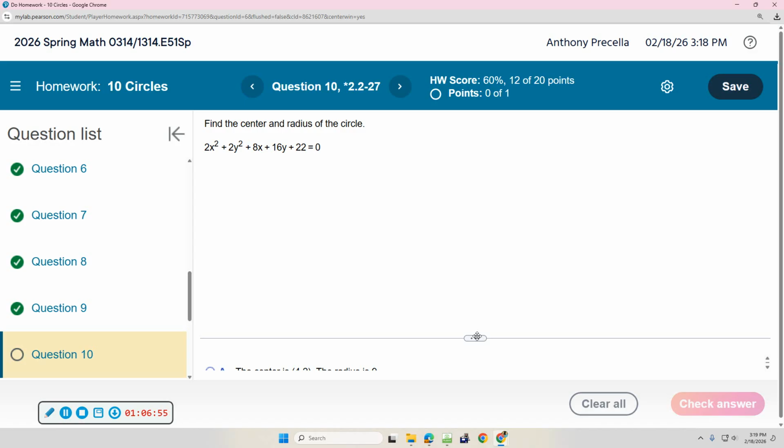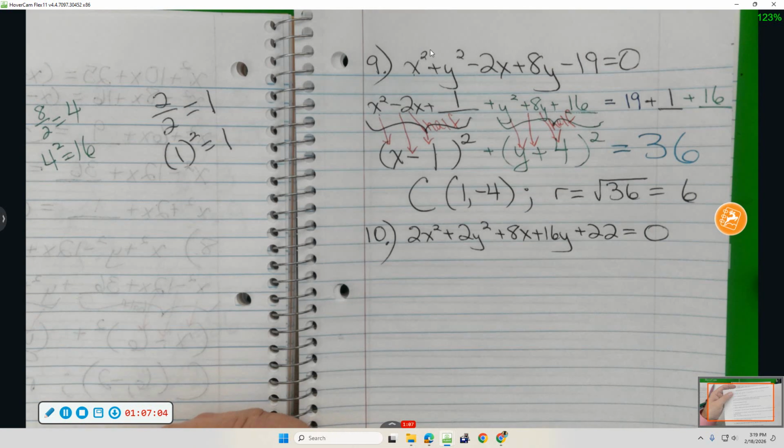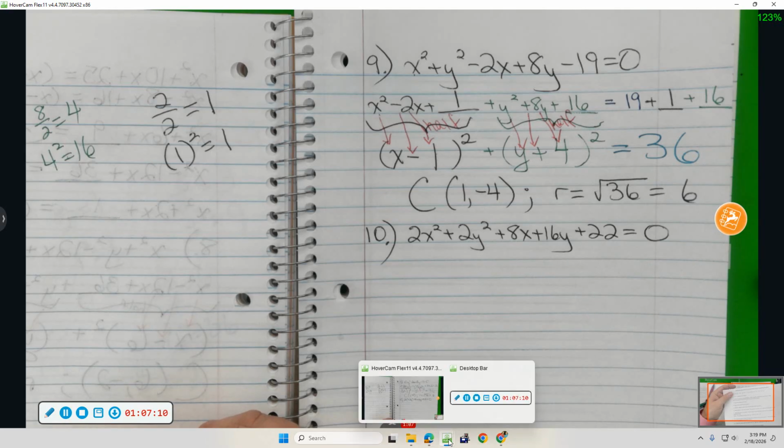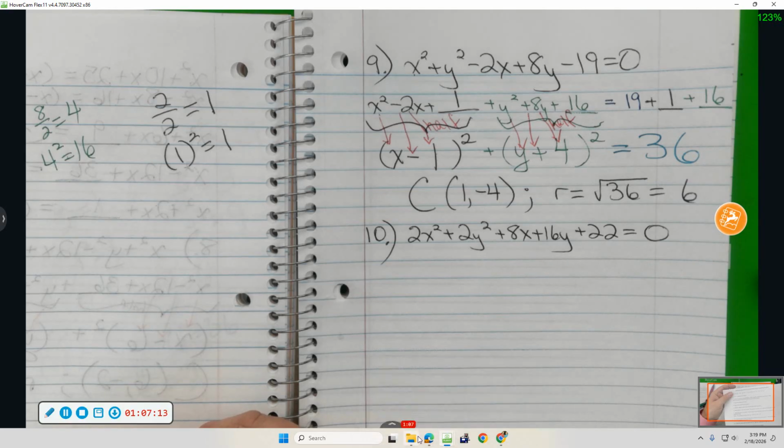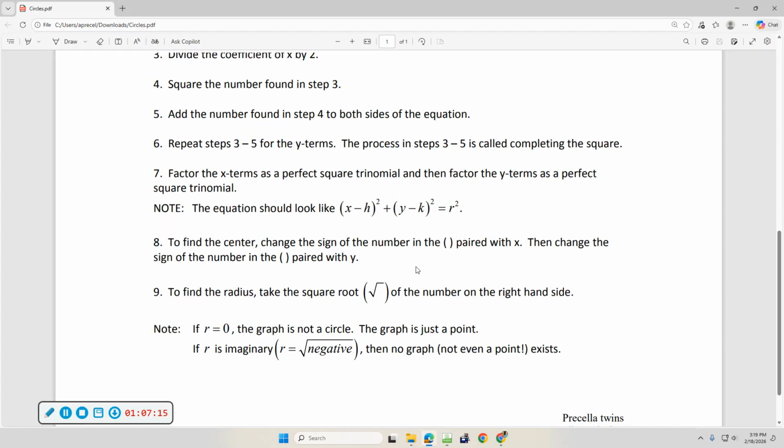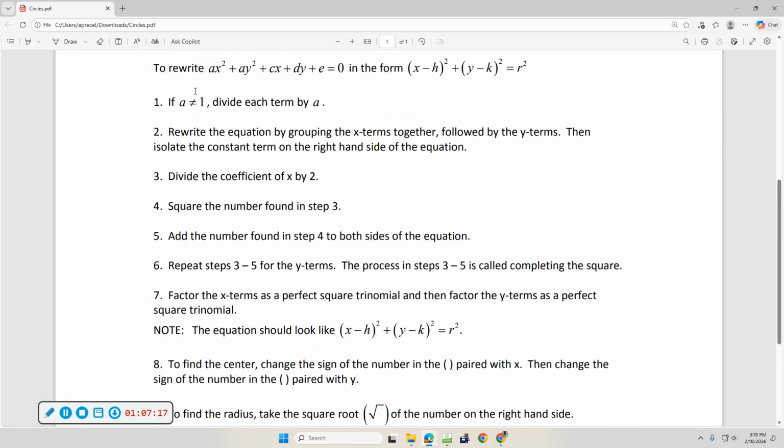How does this problem differ from the one before it? Don't say, well, it's multiple choice. That's not what I mean. Here, x squared. Show them the handout again. We have an a value that isn't 1. What's the a value in problem number 10? 2. You have to divide each term through by 2.